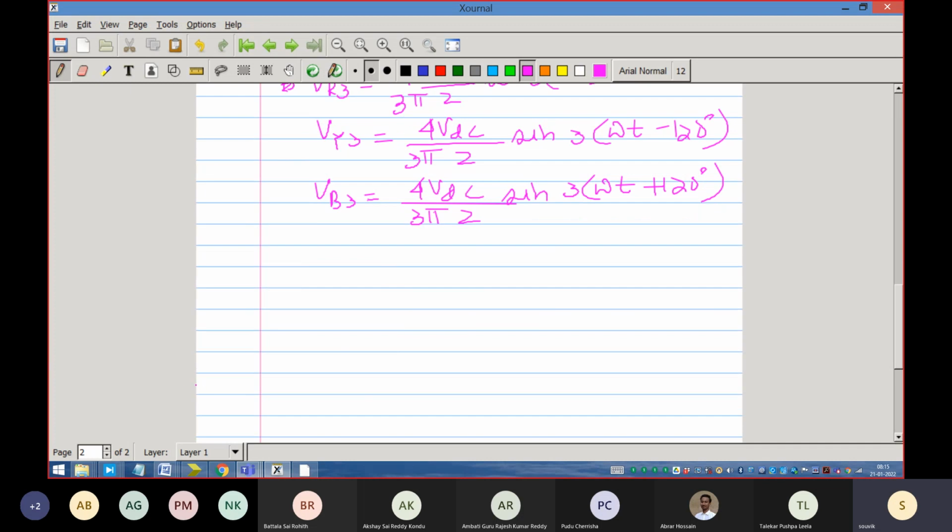You can see that there is a third harmonic component, and you can see that they are in phase. This 3 omega t minus 120 degrees is equivalent to sine of 3 omega t. This is also equivalent to sine of 3 omega t. This is what you expect, because you have seen the third harmonic component, which appears to you as what is that?